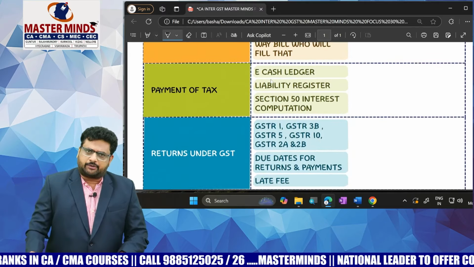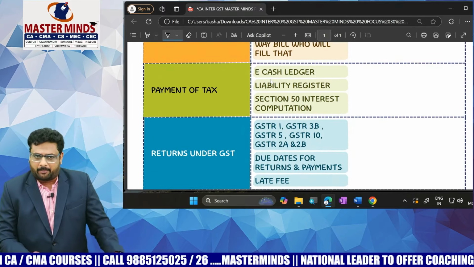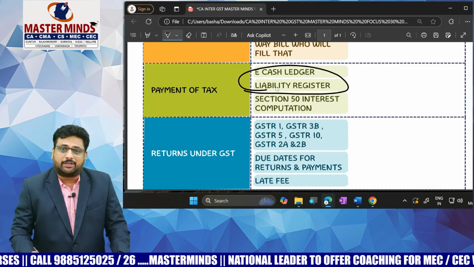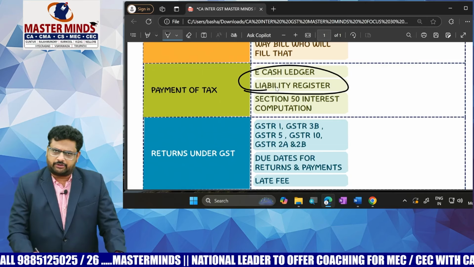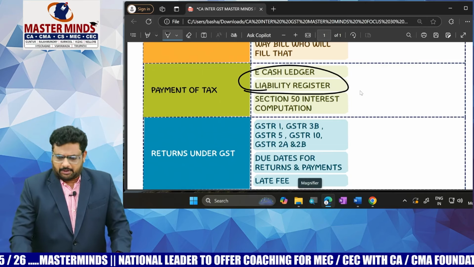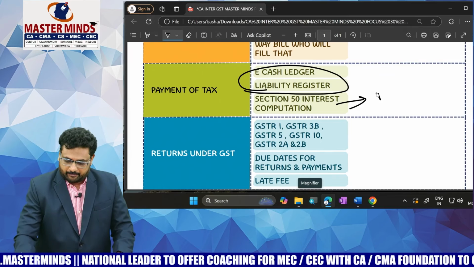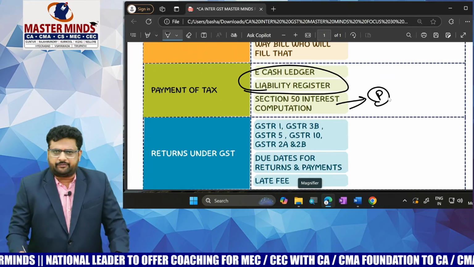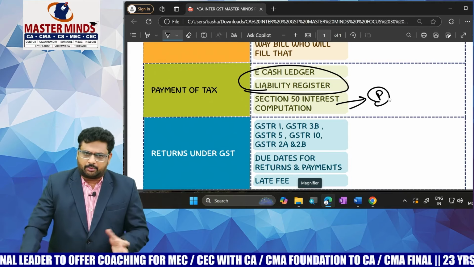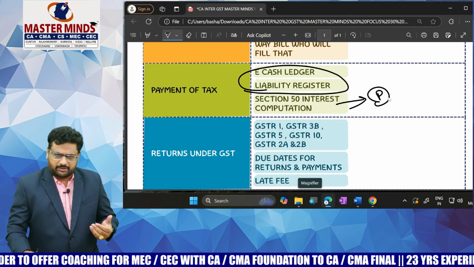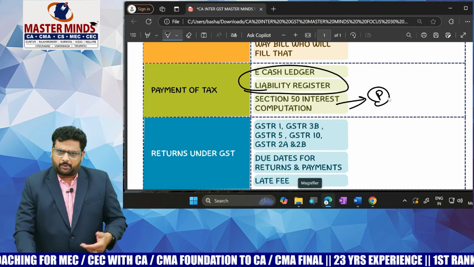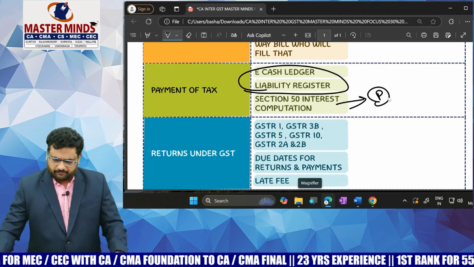And with respect to payment of tax, either a theory question or a problematic question can be posed. With respect to theory questions, you need to keep focus on these two areas: electronic cash ledger and liability register. Any problem in this particular chapter will come from section 50 interest computation. That means wrongly availed and utilized ITC, how to do the interest computation, and when short payment is there, whether you are required to pay on the gross amount or on the net amount. These are the important areas you need to keep focus on in payment of tax.